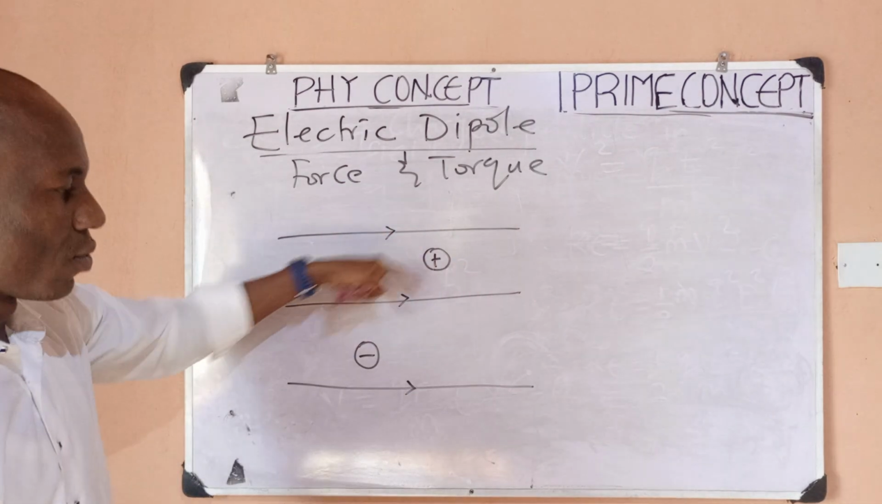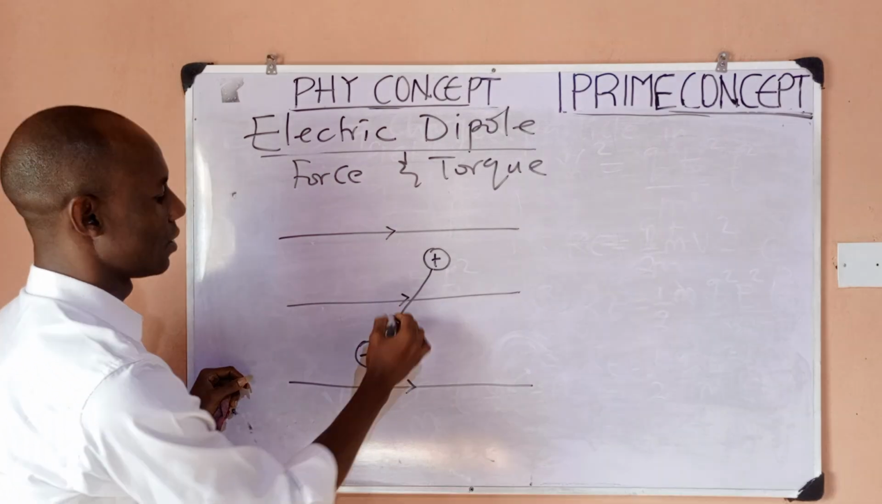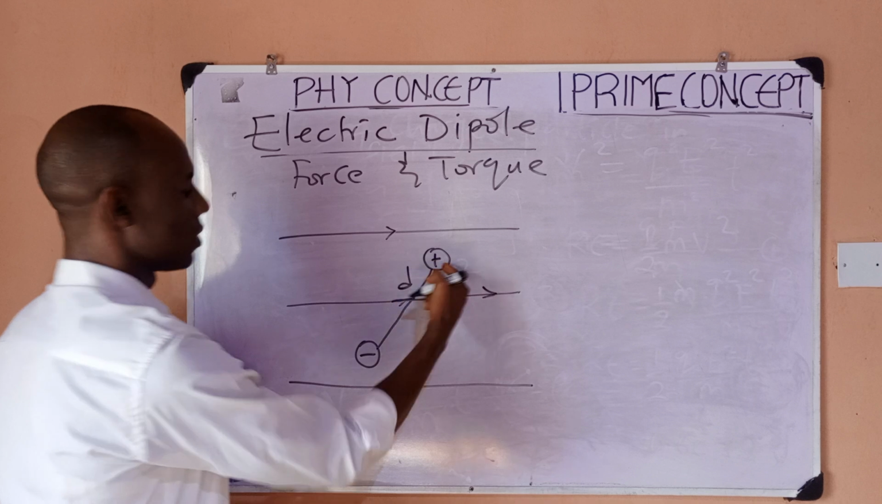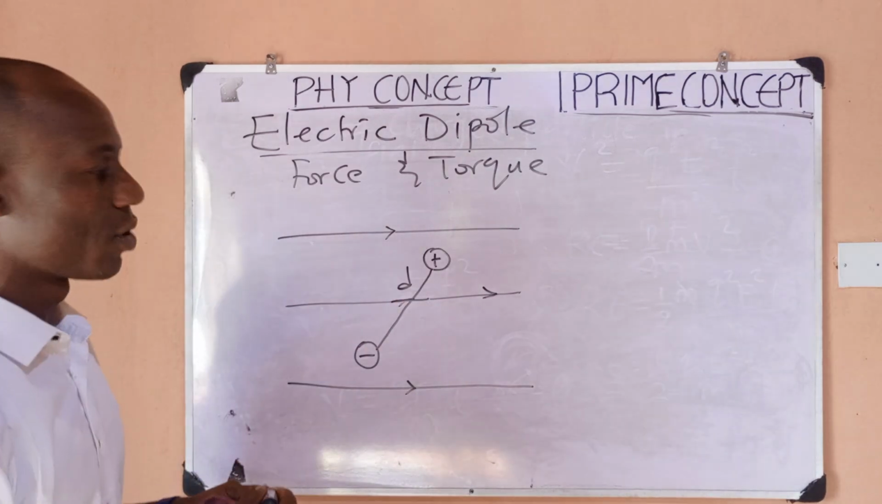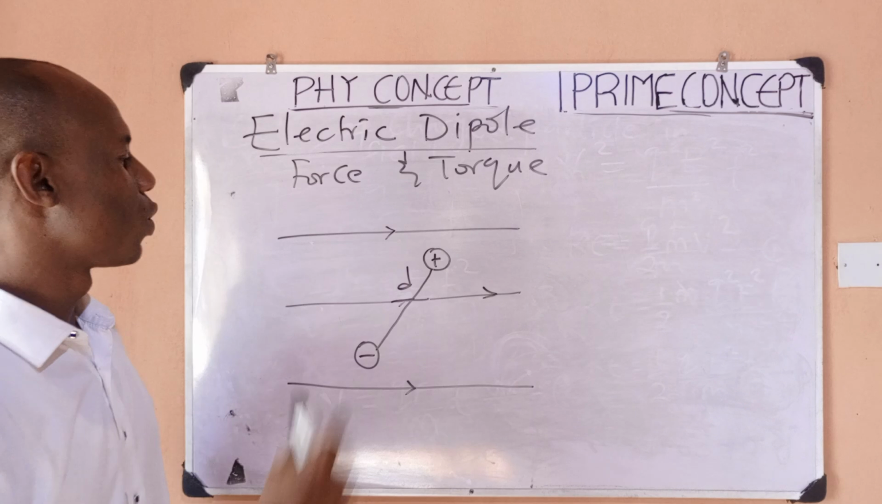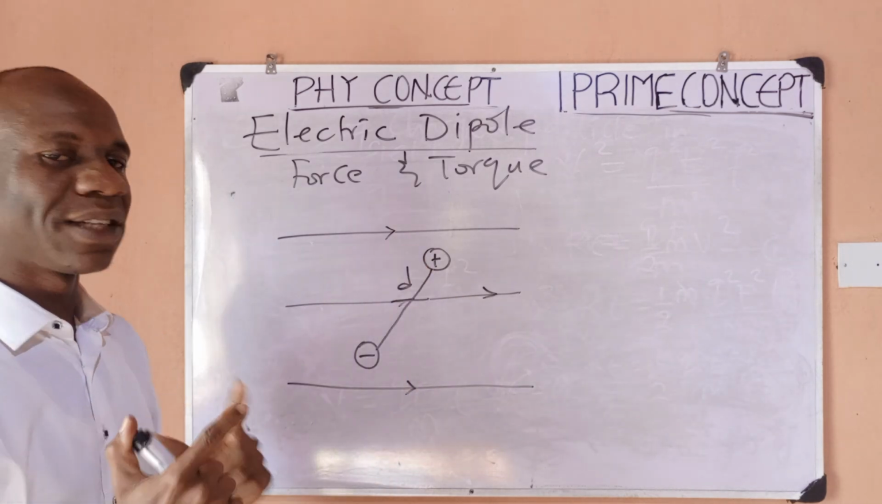Now, what it means is that within this electric field, I have a dipole, right? And their distance of separation is this, which I'm going to call d. So d is the distance separating both of them. So remember from what we studied earlier, when you place a charge in an electric field, that charge will experience a force.